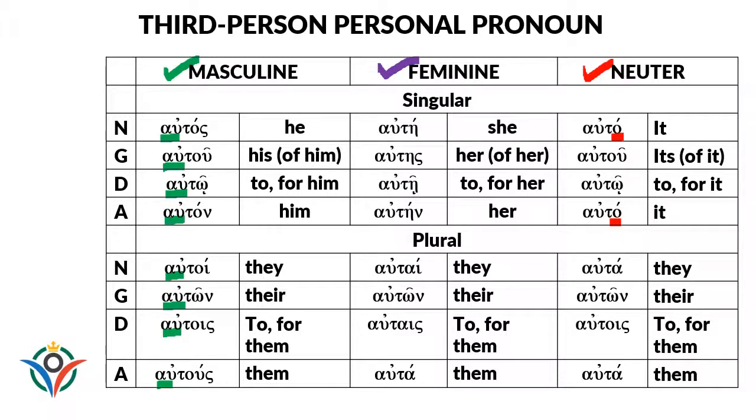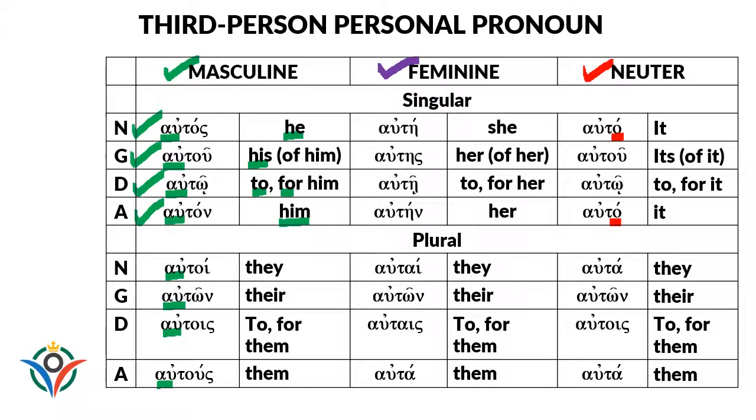So let's begin with the nominative singular. We have autos, which we translate as he. The genitive singular is autou, translated as his. Dative is autoi, to or for him. And the accusative is auton, translated as him.